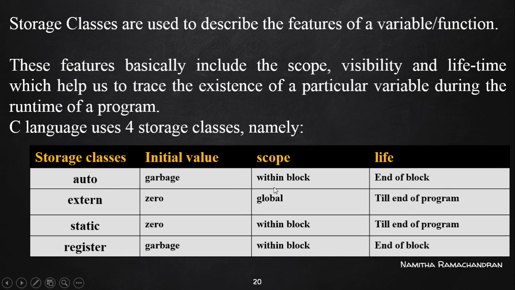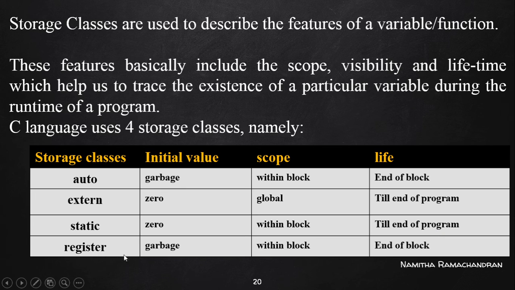But in the case of an auto type variable, the life ends at the end of the block or at the end of the function body. But in the case of extern and static, it keeps its life till the end of the program execution.